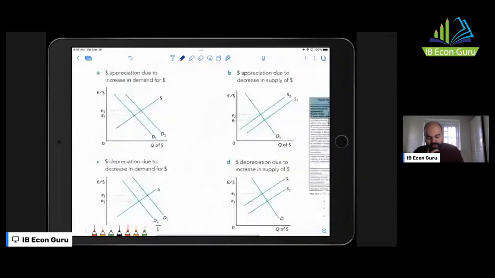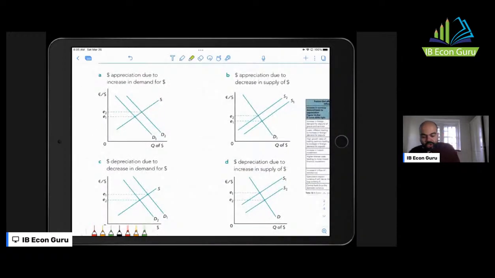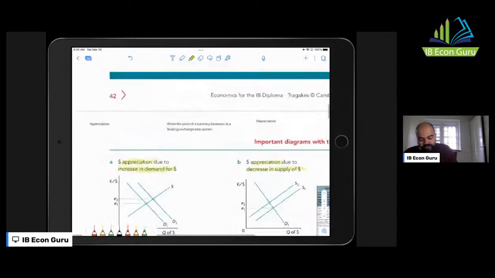Now, in a floating exchange rate system, a currency could appreciate due to an increase in demand or a decrease in supply. It could also depreciate due to a decrease in demand or an increase in supply. Let's just first define those terms.